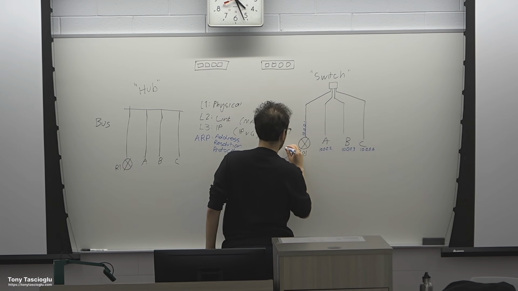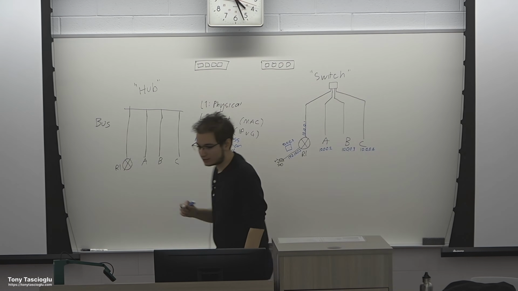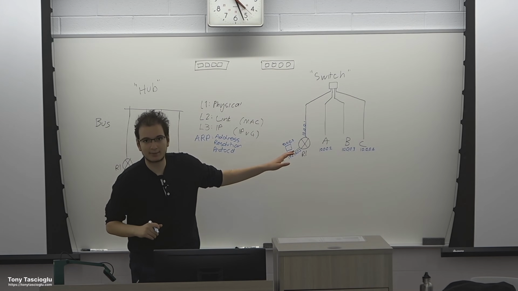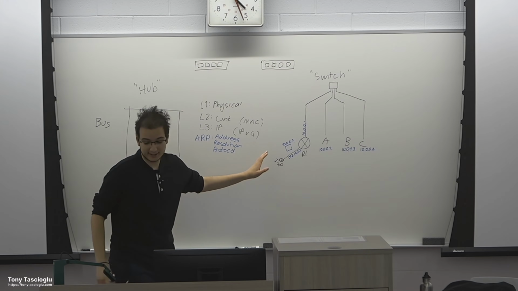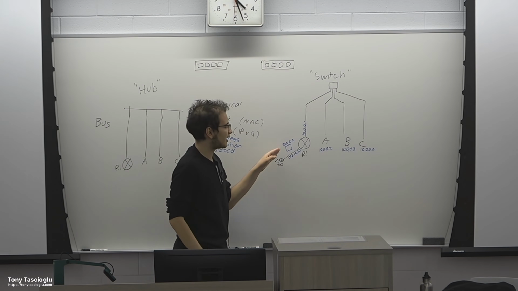So let's say we have a packet coming for 10.0.0.2. Is this too small? Okay, well, I'm writing a little small, and unfortunately, this camera is only 540p. It doesn't support full HD. So maybe it's going to be a little hard to read, but hopefully you guys can still make out what I'm writing here. So this is going to 10.0.0.2.